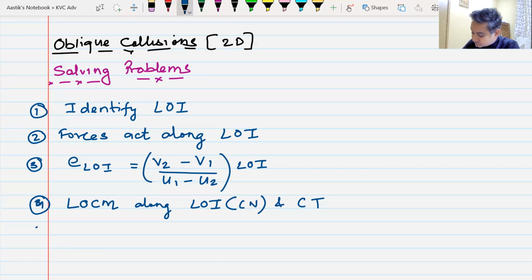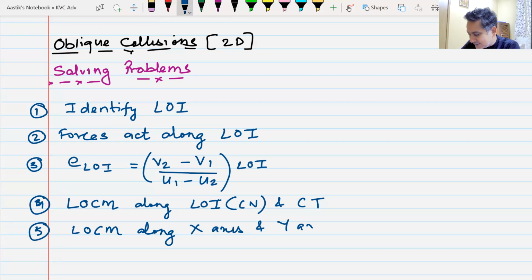Okay. Yes, sir. LOCM can also be applied, in most of the cases, along x-axis and y-axis separately. Do we understand this? So either you do this step or you do this step. Okay. Do we understand this? Yes, sir.